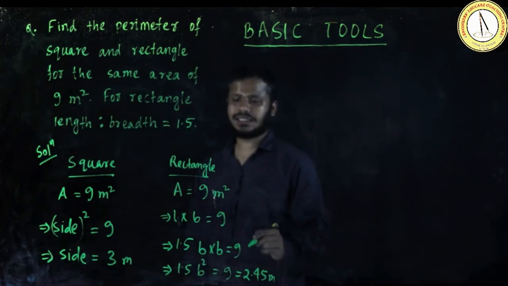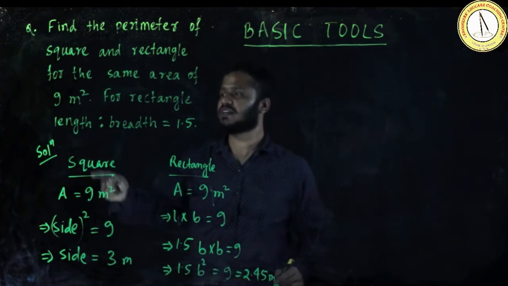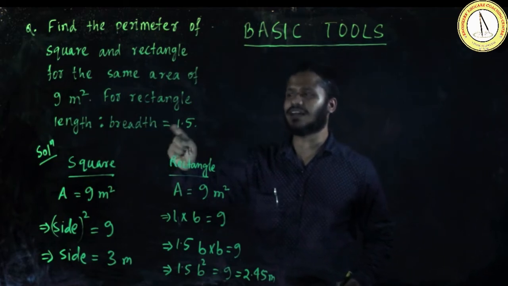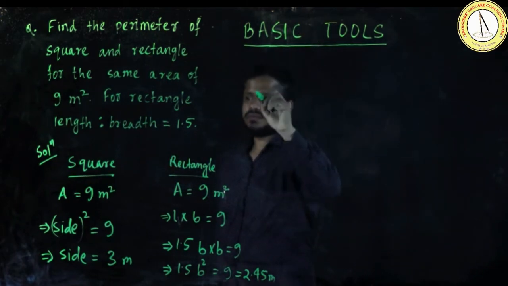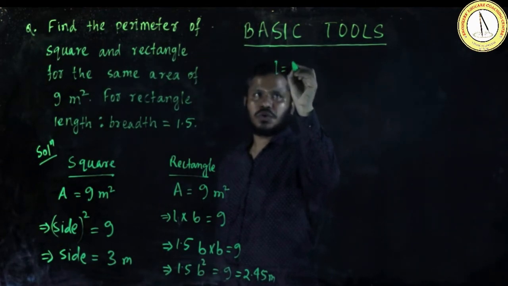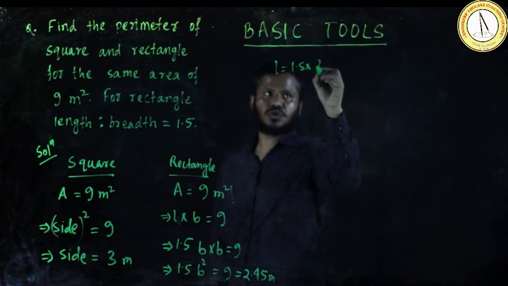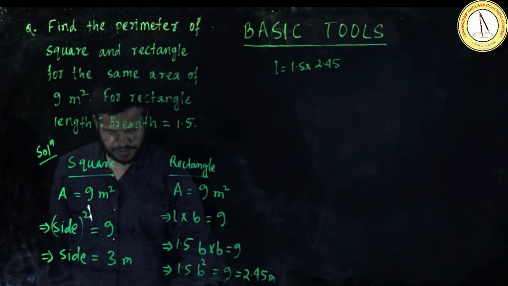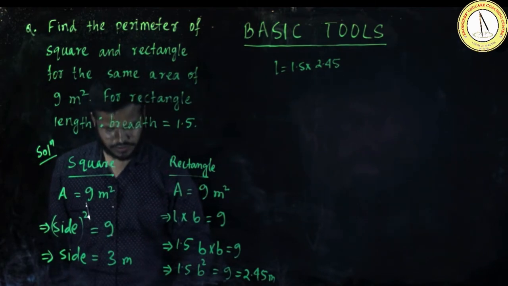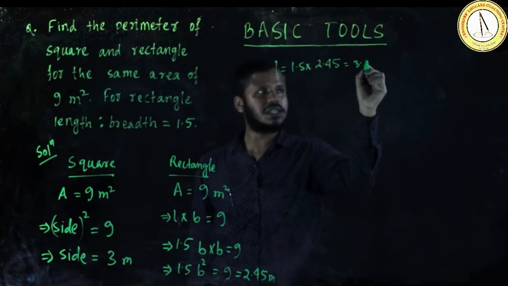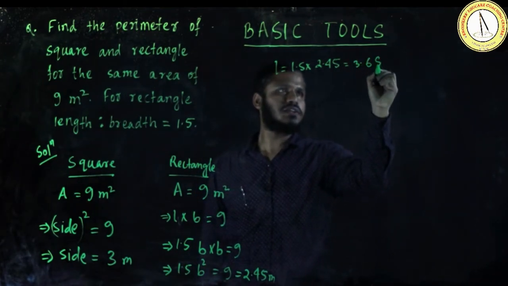Now what will be L? Since B is 2.45 meter, L is how much? 1.5 times of B. As per in question it is given, length is 1.5 times of B. So L is equal to 1.5 times of 2.45. So let me calculate it. So it will come as 3.68 meter.